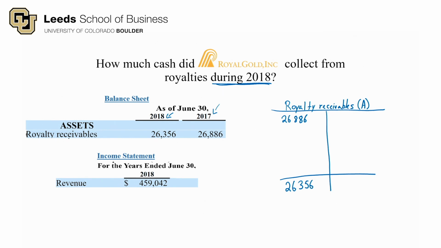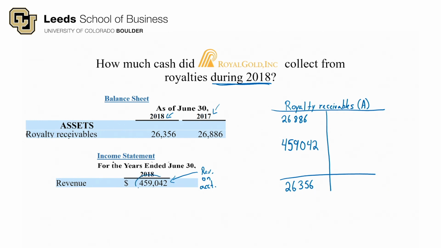And if you recall from the previous slide, the receivables account increases with revenue on account and decreases with cash received and defaults. So in terms of revenue on account, as long as Royal Gold doesn't have deferred revenue, which they don't, it's safe to assume that all of this revenue was on account. So I'll write revenue on account. And so that increased the receivables T account, 459,042.